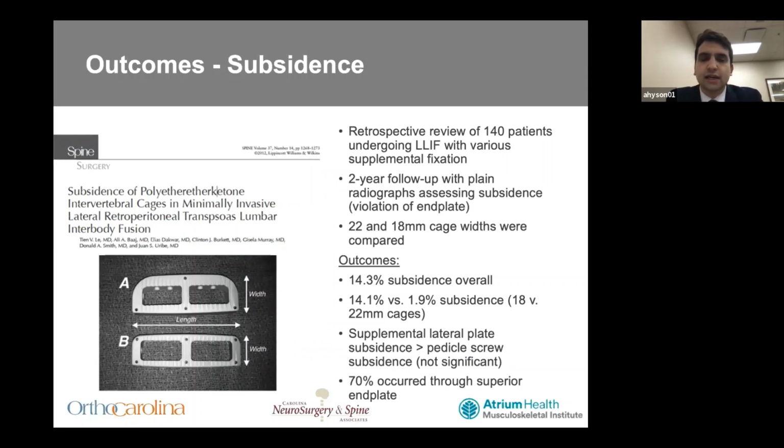This suggests that, again, a larger surface area in a plate spanning or a cage spanning the apophyseal ring decreases the rate of subsidence and does provide a benefit for patients where this is performed. Supplemental lateral plate fixation had a slightly higher rate of subsidence than pedicle screw fixation. However, this was not found to be statistically significant, and 70% of subsidence occurred through the superior end plate of the bottom adjacent vertebra.